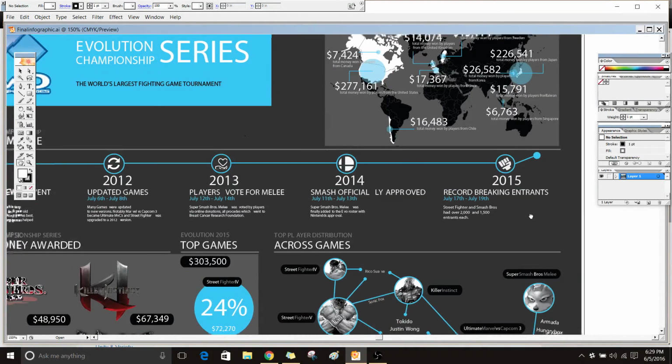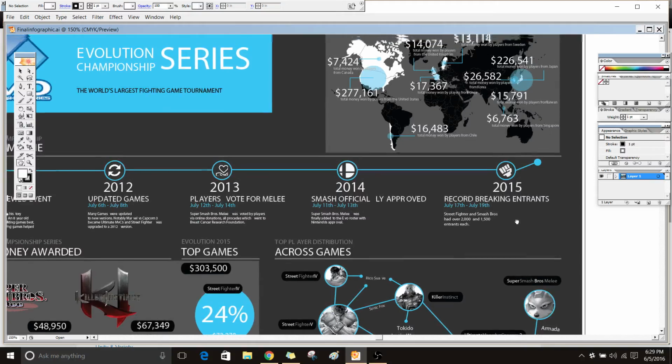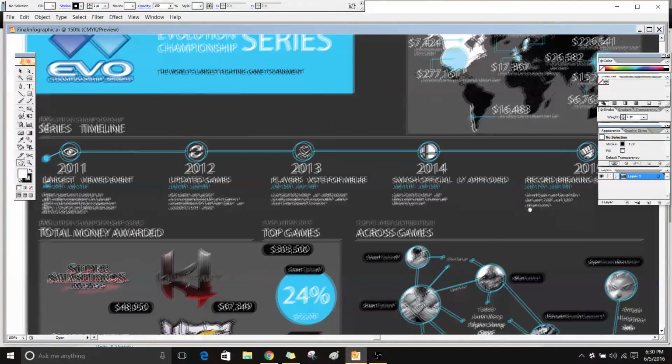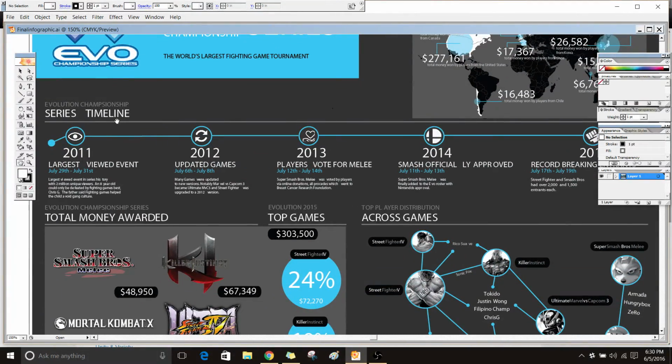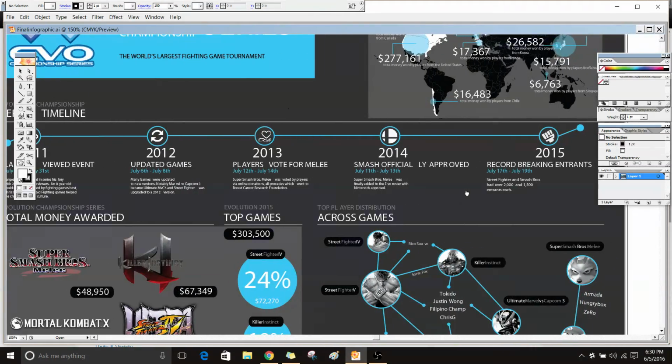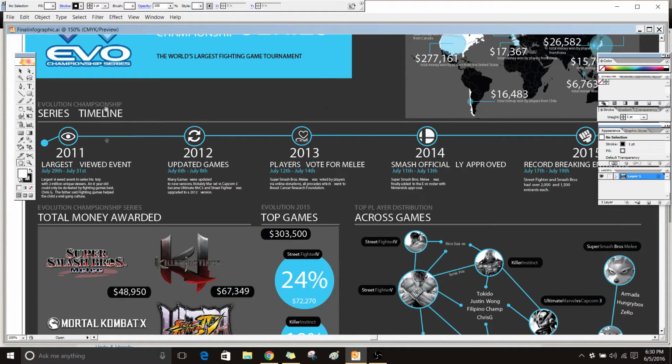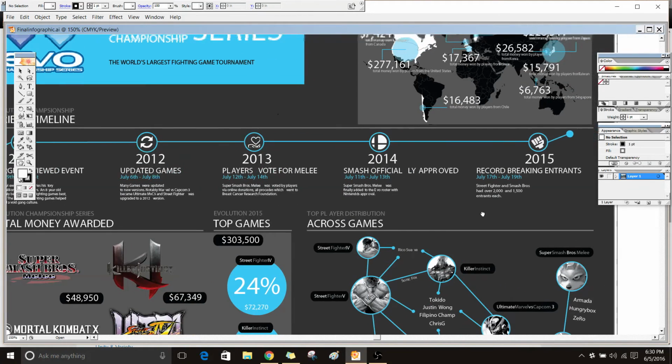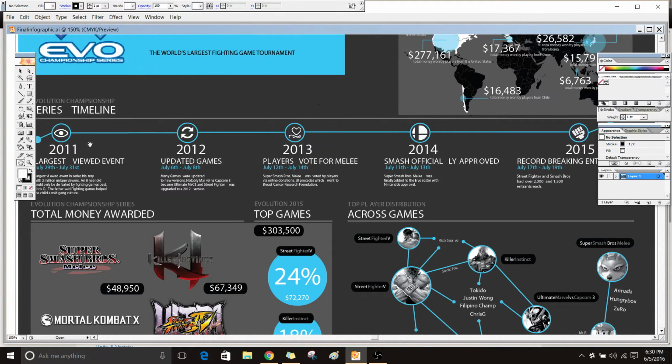Let's see. Next up, we can talk about the series timeline. It's a simple timeline, 1 year apart. So what I've done is I've tried to make these lines as close as possible to equidistant from each other, because every time it's a year apart, but maybe just a couple days before or after.